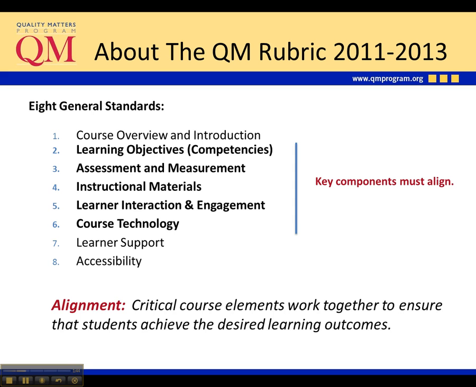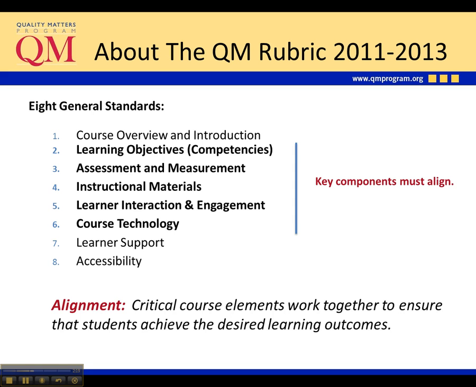It's got 8 general standards, which you see listed here, and the ones that are in bold are the key standards, which have to align. And what alignment means is they need to work together, and it makes sense. If you think about the learning objectives of your course, what it is you're trying to get the students to learn, it makes sense that the assessment, the assignments, etc., and the way that you're measuring whether the students learned it are aligned with what the students are supposed to learn. And it makes sense that your instructional materials help the students to do the assessments, which get the students to what they want to learn.